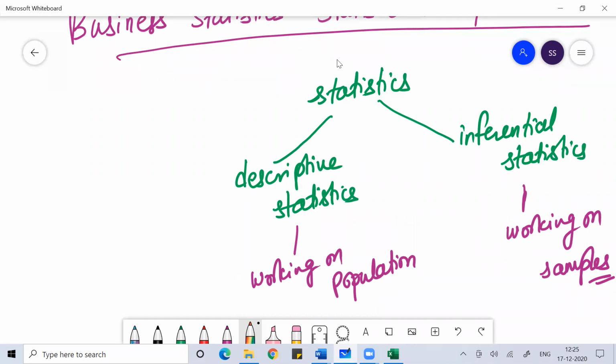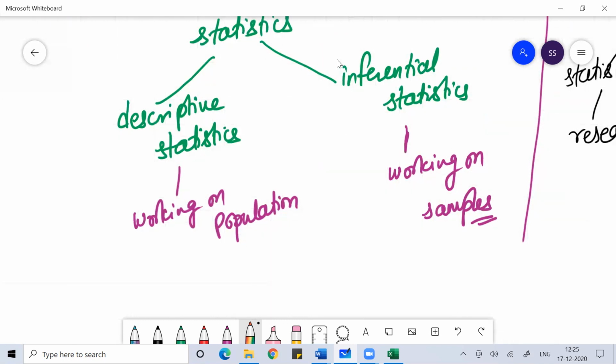In that case, if they work on the population, that is called descriptive statistics. If they work on a sample, then that is called inferential statistics. Whenever we work on a sample, there is always a possibility of error. That error is called sampling error. That sampling error is normally represented with a formula, sigma by root n. We'll discuss this formula, where sigma means standard deviation, and we'll discuss what standard deviation is and all.